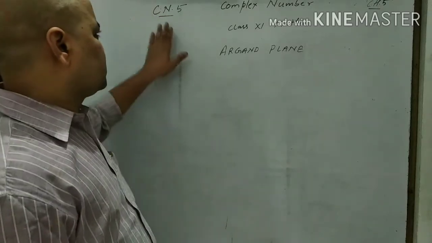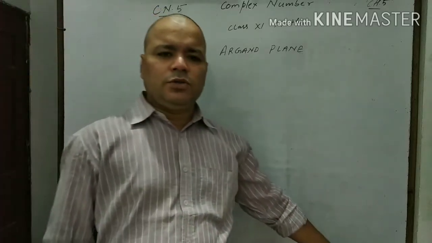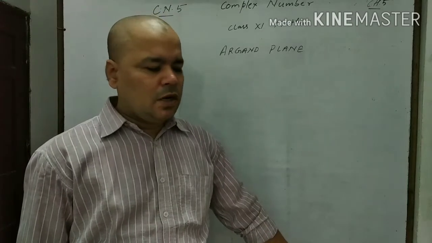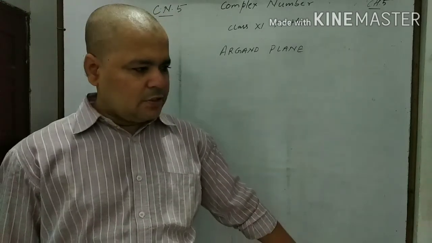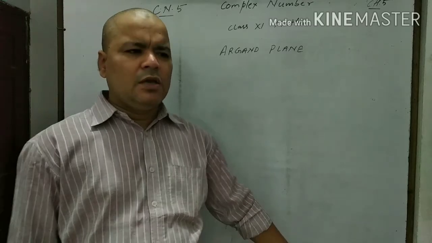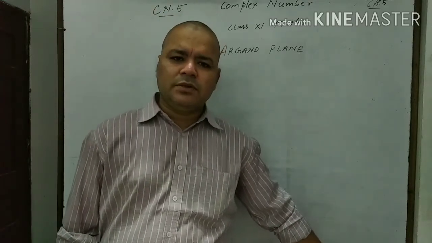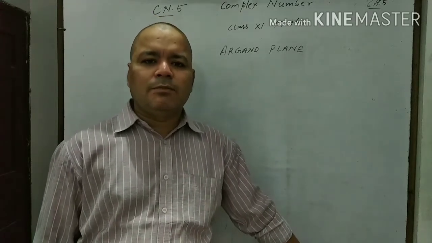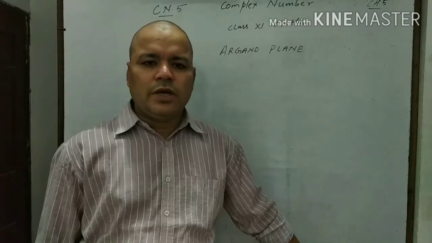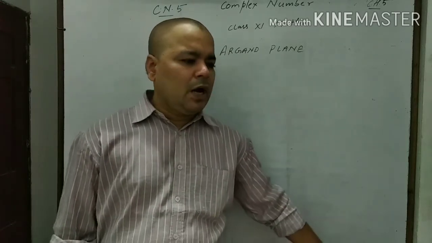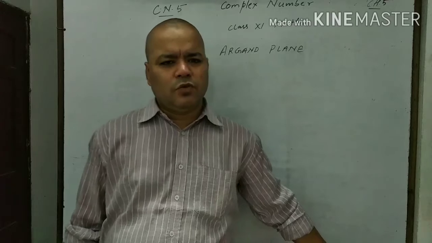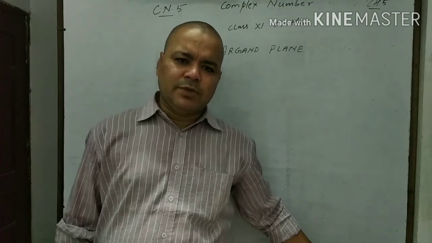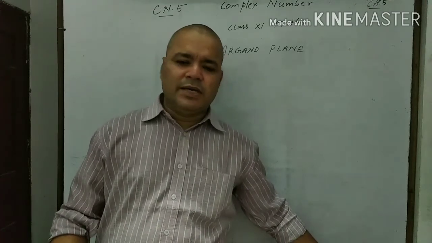In our last video class, CL4, we discussed the conjugate of a complex number and the modulus of the complex number. You know what is the modulus of the complex number? If we have any complex number z equal to a plus ib, then the modulus of the complex number is equal to under root a square plus b square. And conjugate of the complex number means what? If we have any complex number a plus ib, then the conjugate of that complex number will be a minus ib.